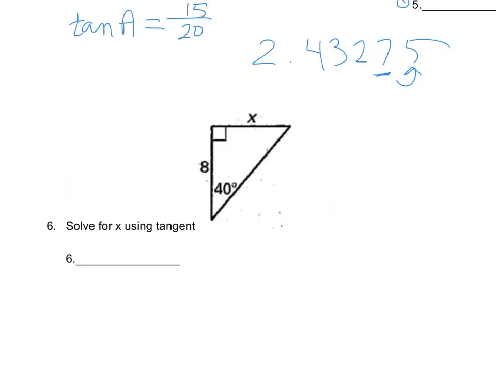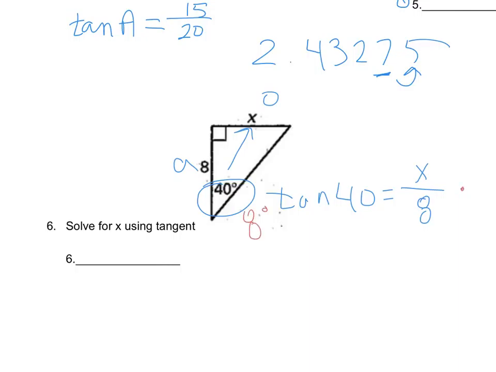Okay, number 6, we're using tangent to find x. Now we're figuring out the actual side. Here's your reference angle since they're giving us 40, okay? So opposite over adjacent. So tangent of 40 equals x over 8. Now to help you get started solving this, since that's divided by 8, I'd multiply by 8 to both sides. That'll help cancel those out. Then you're going to take 8 times tangent of 40, that'll help you find your x.